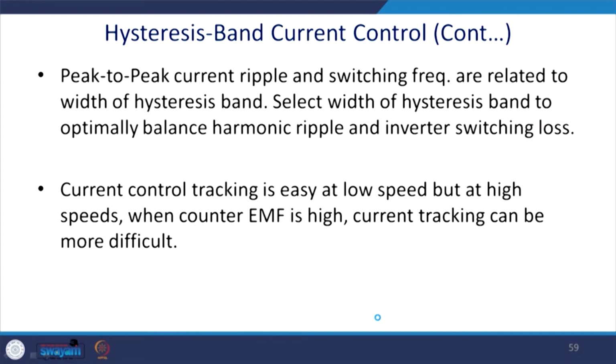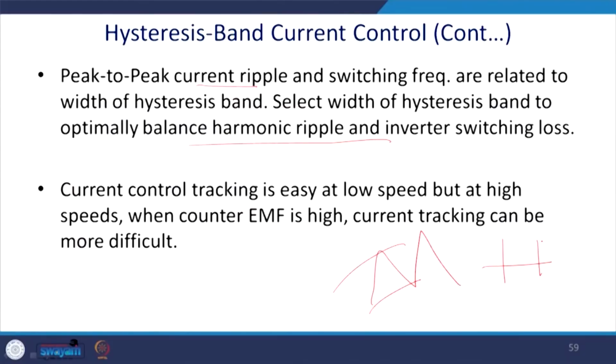So, what happened here? Peak to peak current ripple and the switching frequency are related to the hysteresis band. If you have a larger band, you have a lower switching frequency. So, select the width of the hysteresis band optimally to balance the harmonic ripple and the switching loss. If you have more band, harmonic ripple will be more, but switching losses will be less because you are switching less. So, you have to optimize it.